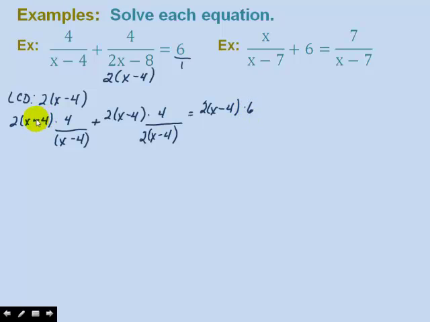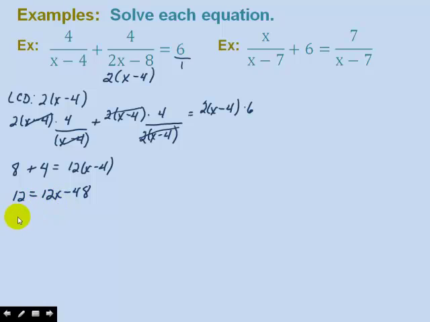So let's cancel out what we can. We have the same factor of x minus 4 here, so we can cancel that. Here we have both of the factors, the 2 and the x minus 4, that we can cancel. And over here we're not canceling anything. So what we have left is 8 from that one, and here we just have 4. And on the other side, we're going to have to multiply this out. If we multiply the 2 and the 6, we have 12 times x minus 4. So now if we distribute that 12, we get 12x minus 48.